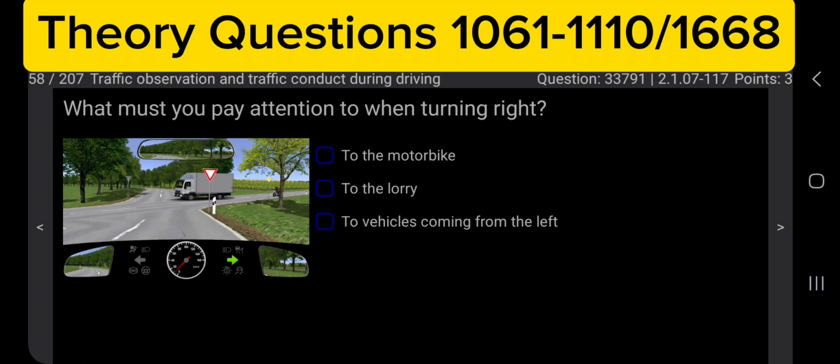What must you pay attention to when turning right? To the motorbike. To the lorry. To vehicles coming from the left.